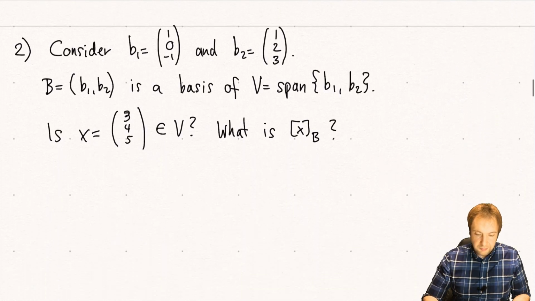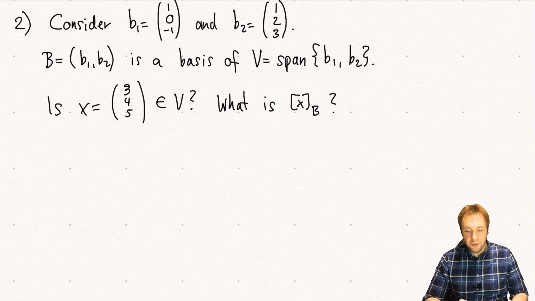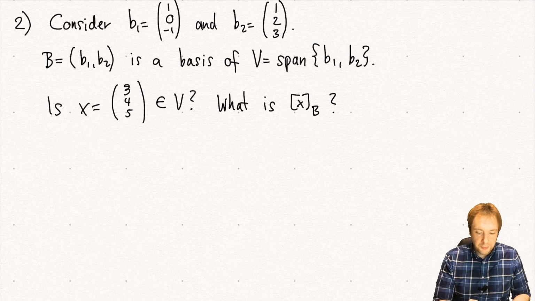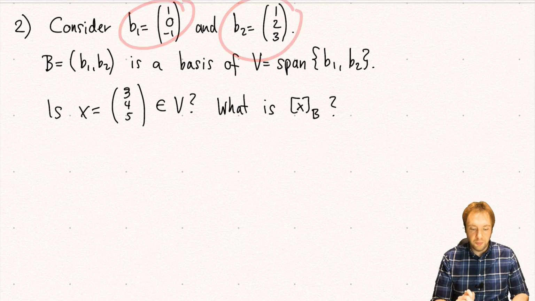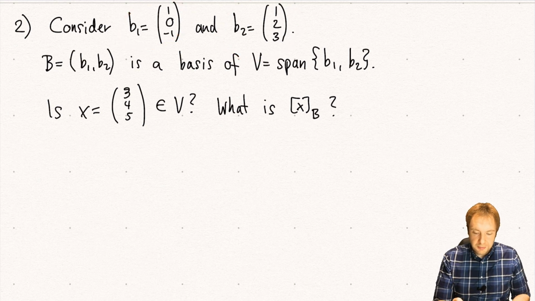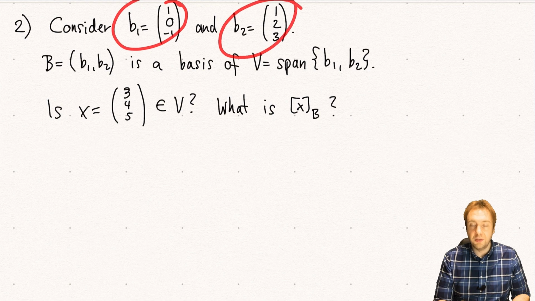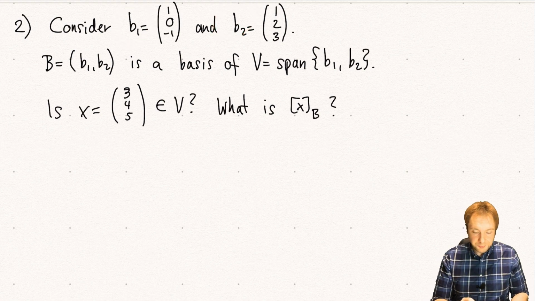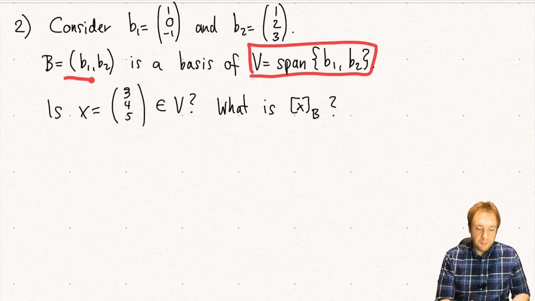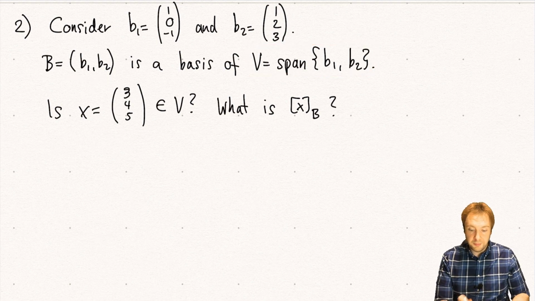But now let's consider the following example. Let's take these two vectors in R3. I have b1 is 1, 0, minus 1, and I take the vector b2, which is 1, 2, 3. First you can check these two vectors are linearly independent, because for example b1 is not a multiple of b2. Therefore, if I consider the span of these two vectors, then these two vectors form a basis of this subspace V.